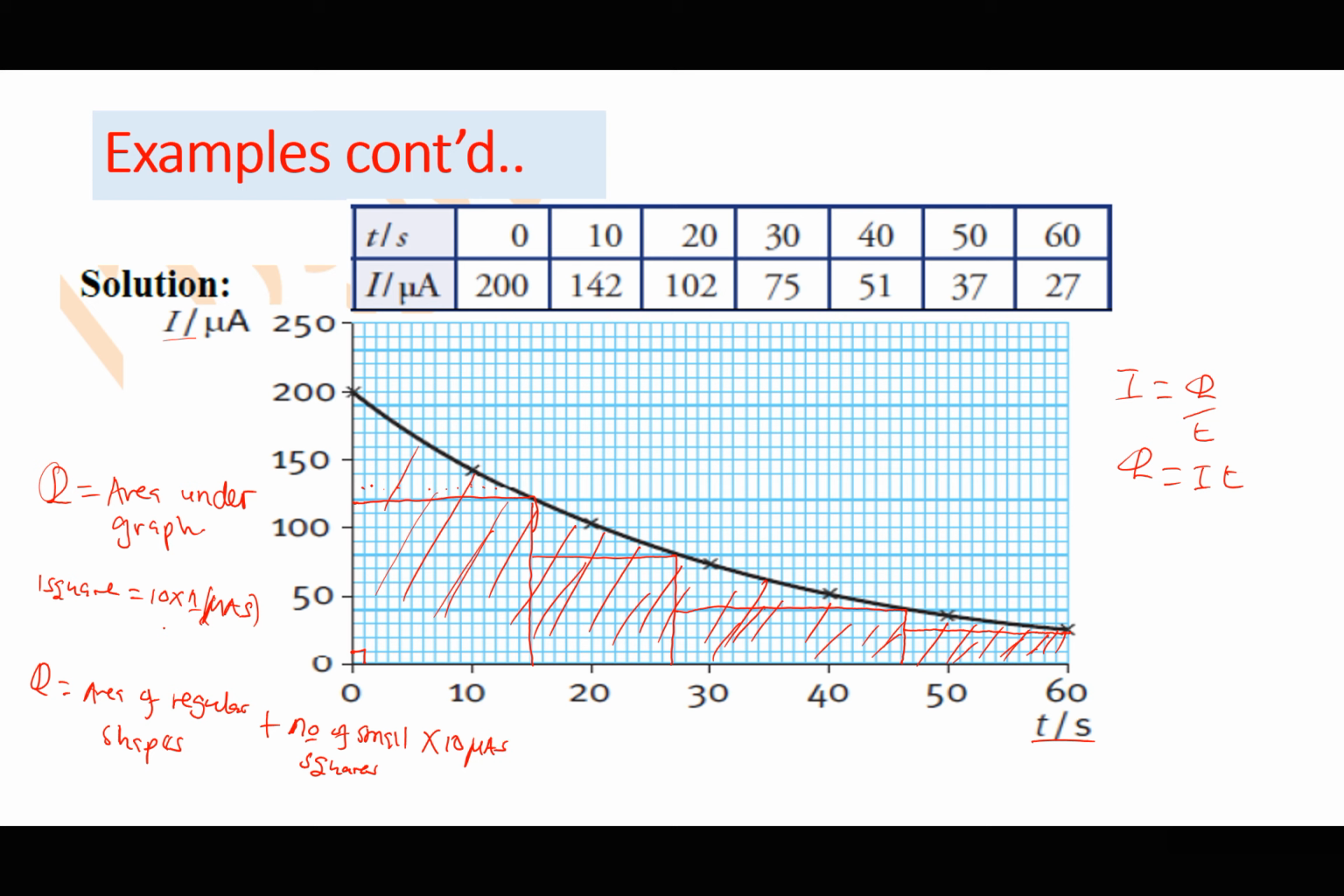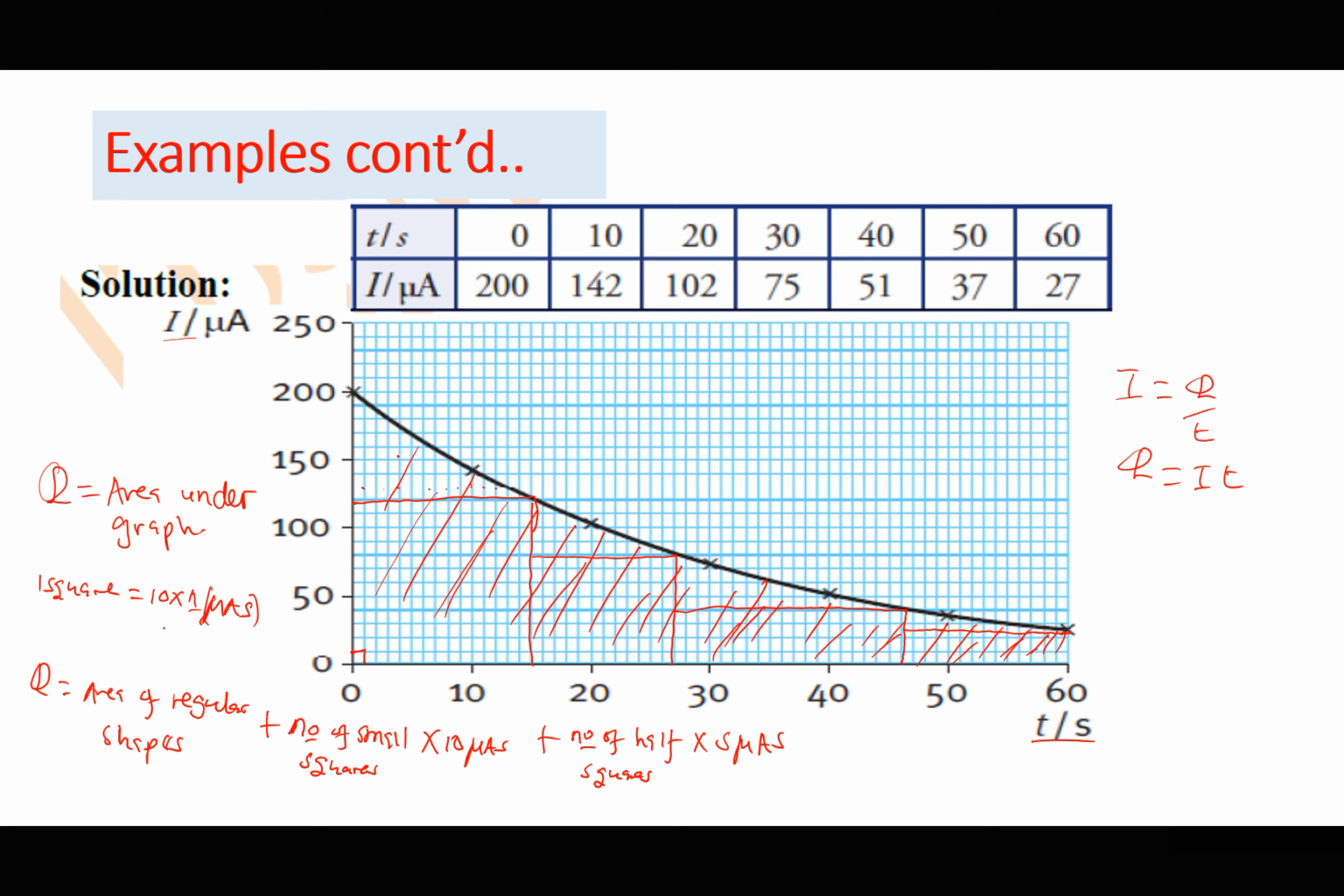That is now the area of the full small squares plus the number of half squares times half of the area of one square, which will be 5 microampere seconds. You must have used this method in AS of finding the total area under a graph which is not a regular shape. You can first come up with the regular shapes and find their areas.